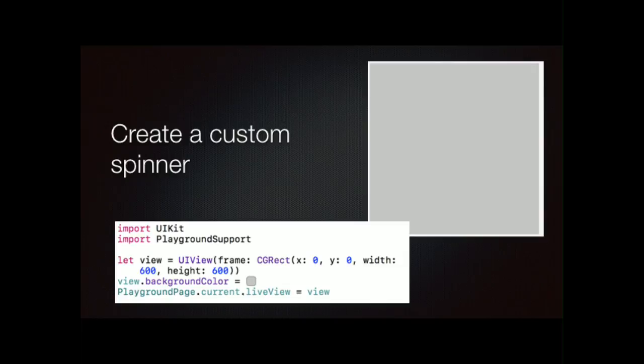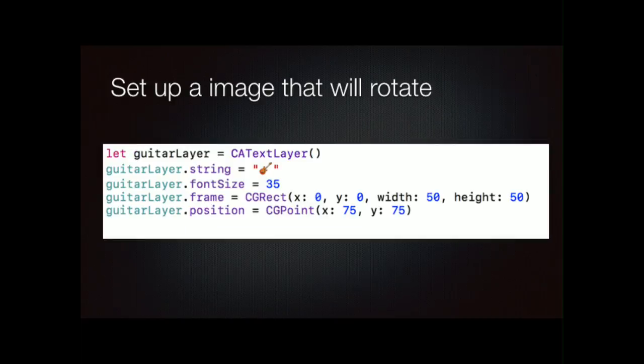So let's create a canvas. And I made a slightly larger canvas this time, 600 by 600. Whatever works for you. Same code as always. And then we're going to create an image that we're going to rotate. Okay? We're going to create a text layer, set a font size, a frame, and a position.